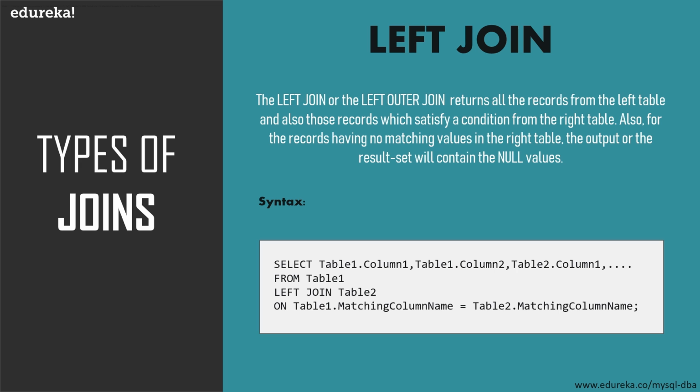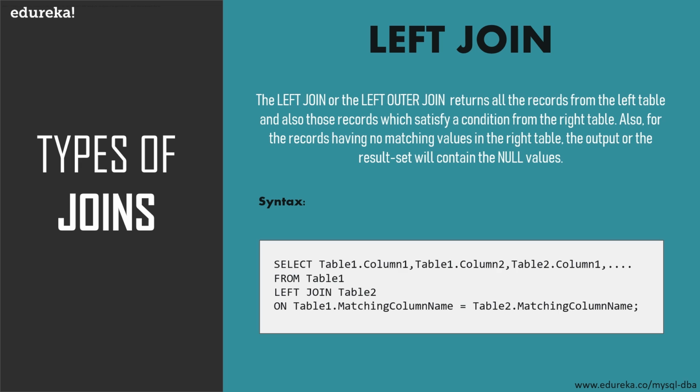Also, let me tell you that the records which have no matching values in the right table, the output or the result set will contain the null values, right? So basically, if you have around 3 rows from the left table which have no matching records from the right table, then those records will have null values. So the syntax for left join is, as you can see on the screen, just similar to inner join. You just have to replace the word inner join with left join. You can change the syntax like, select table1.column1, table2.column2, and so on. That is basically the different column attributes that you want to retrieve from table 1, and then left join table 2 on table1.matching_column_name equal to table2.matching_column_name.